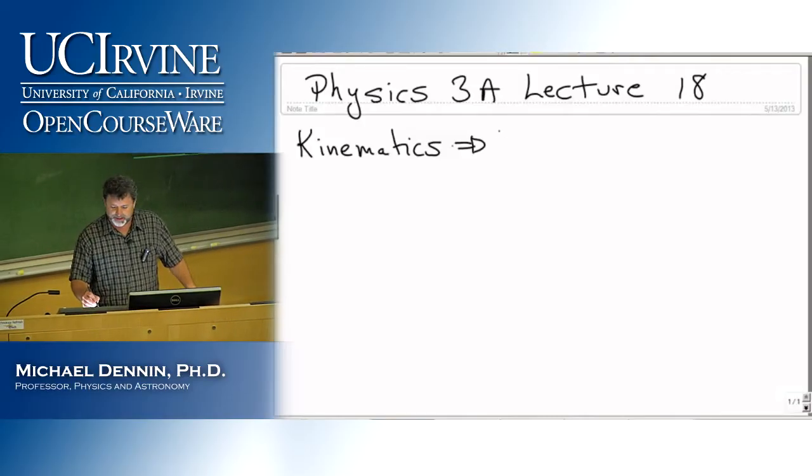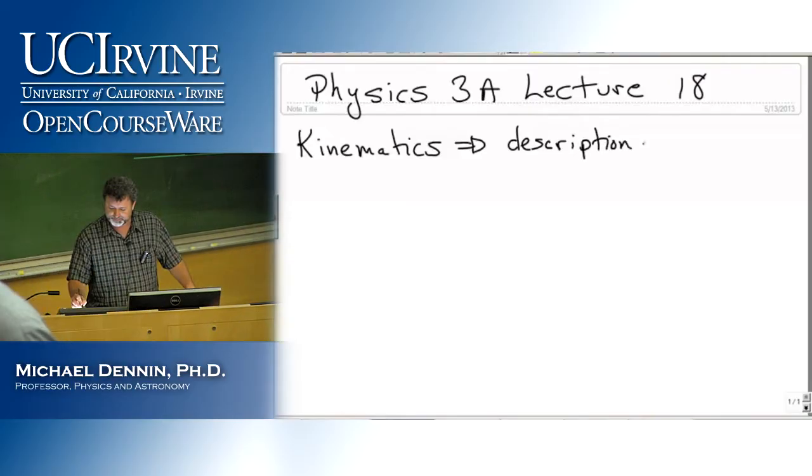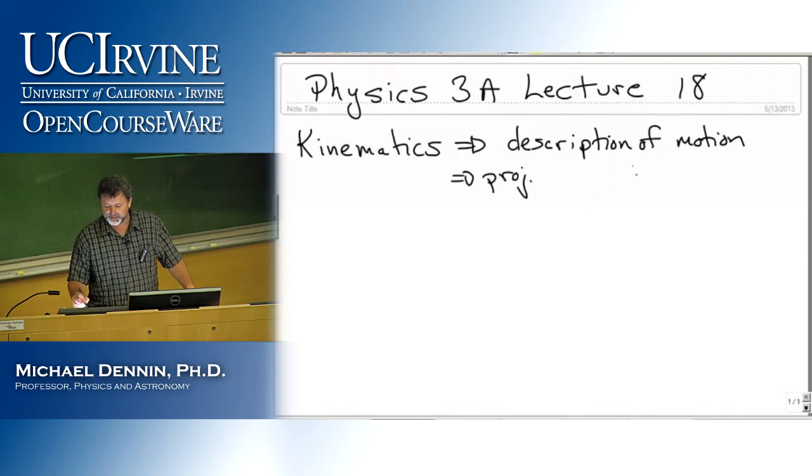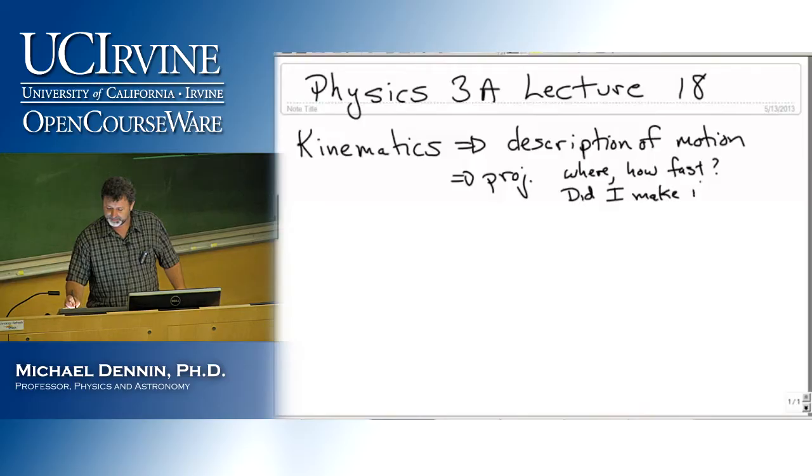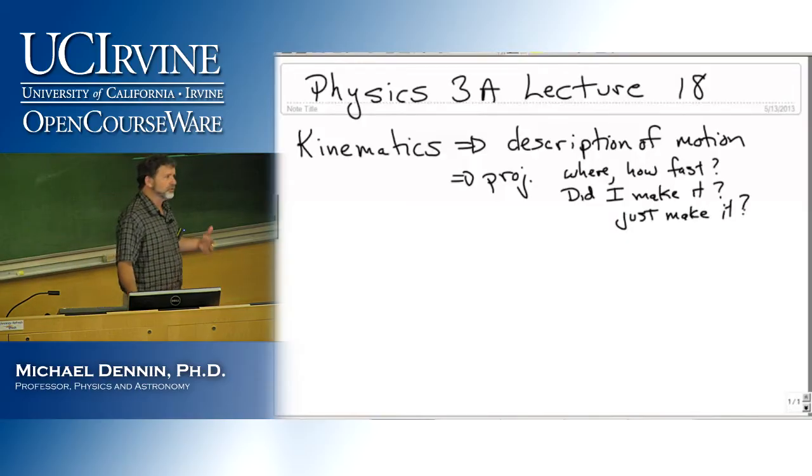But keep in mind that kinematics was basically our description of motion. And it was mostly done with projectile motion problems. And the common question is where and how fast. And sort of, did I make it? Or did I just make it? Right? Those were the type of questions. You see those sort of words.